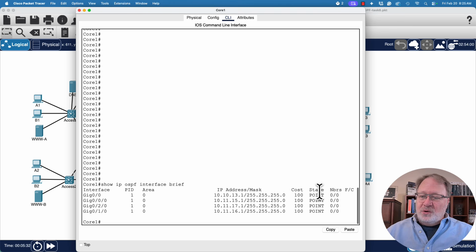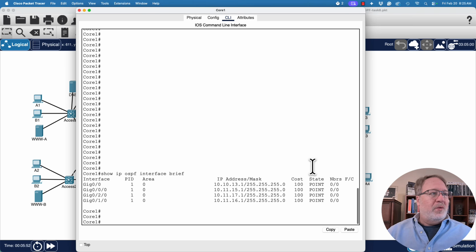And if you look out at the far right, you see this state column. And state refers to the network type. And it says point, so you'd think that means point-to-point. Now, it's a small difference with Packet Tracer. On real gear, it's P2P, in uppercase. But you get the idea, right? It's point-to-point here. So that confirms on all 4 of these interfaces, it's been reconfigured to point-to-point.